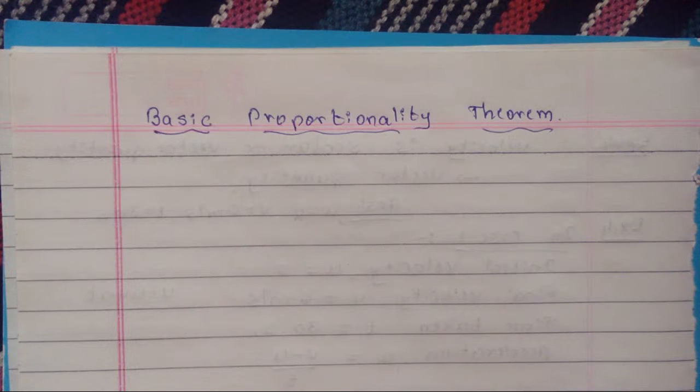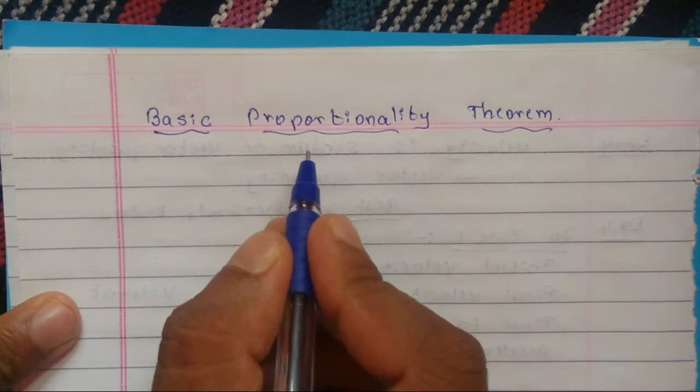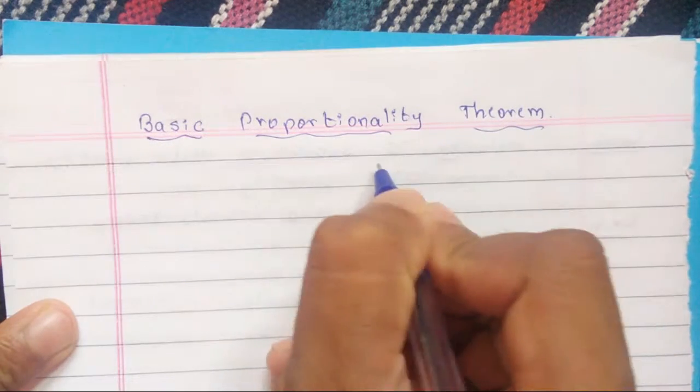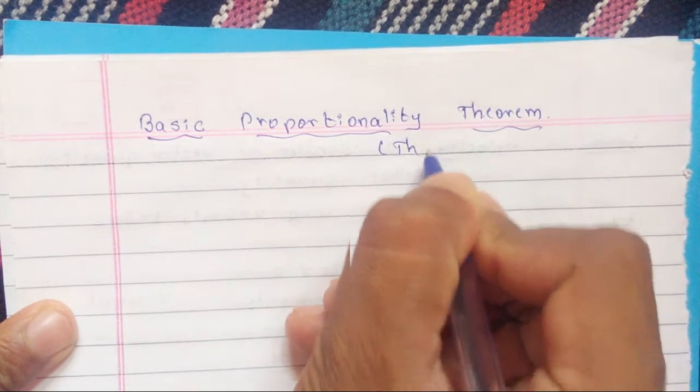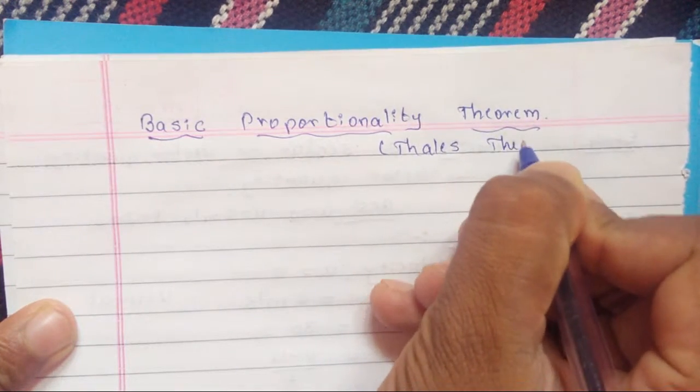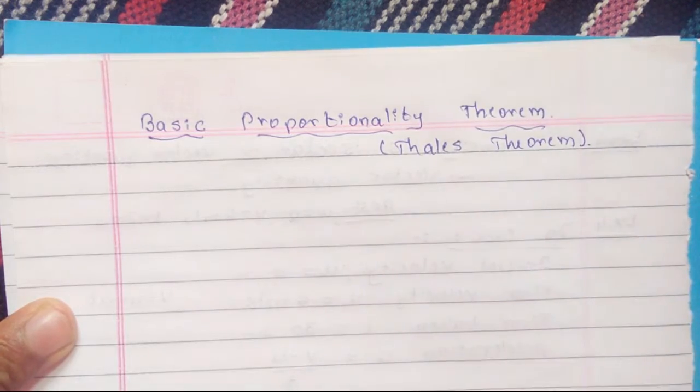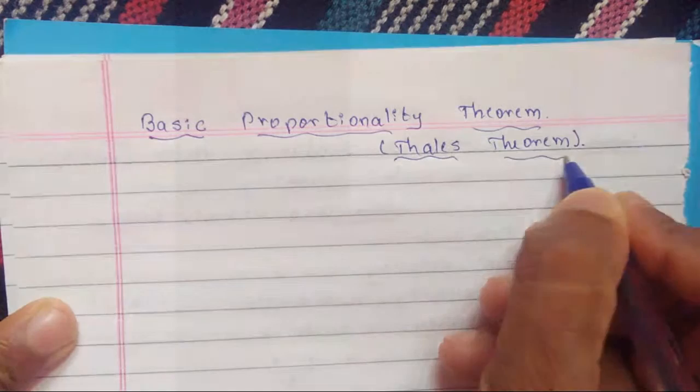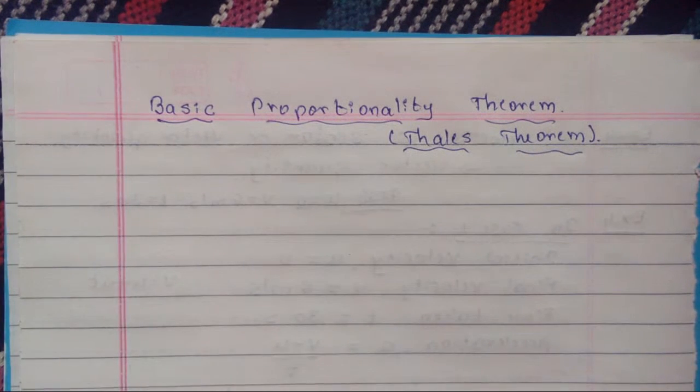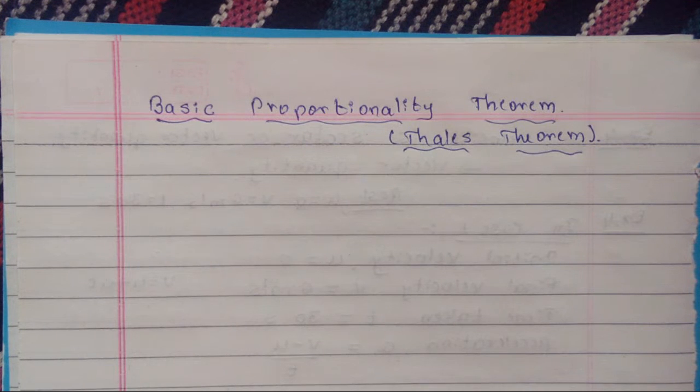In that they will ask one theorem, either Thales' theorem or basic proportionality theorem, or they will ask the Pythagoras theorem. This theorem is also known as Thales' theorem. The basic proportionality theorem is also known as Thales' theorem. These are the two names for this theorem. And in page number 32, they give the statement, theorem 2.1. That is the statement of the basic proportionality theorem.